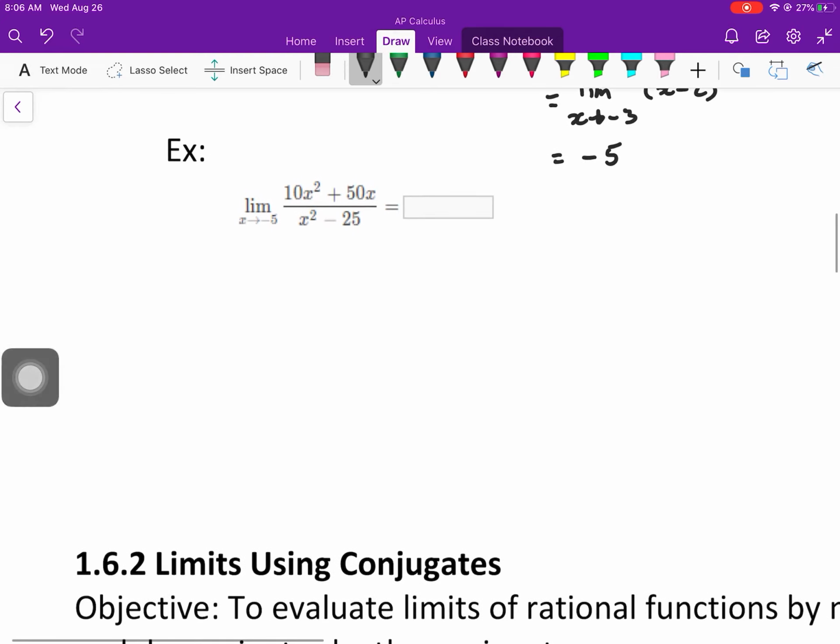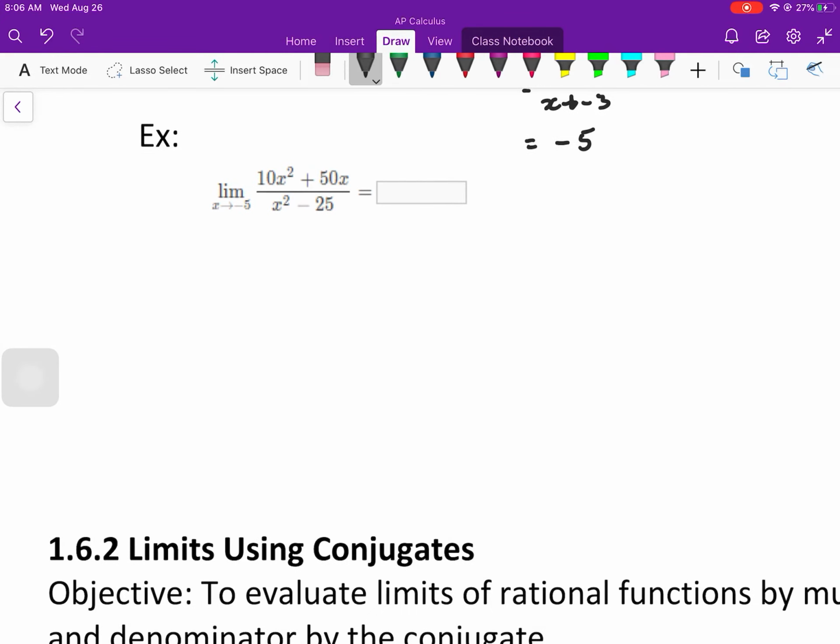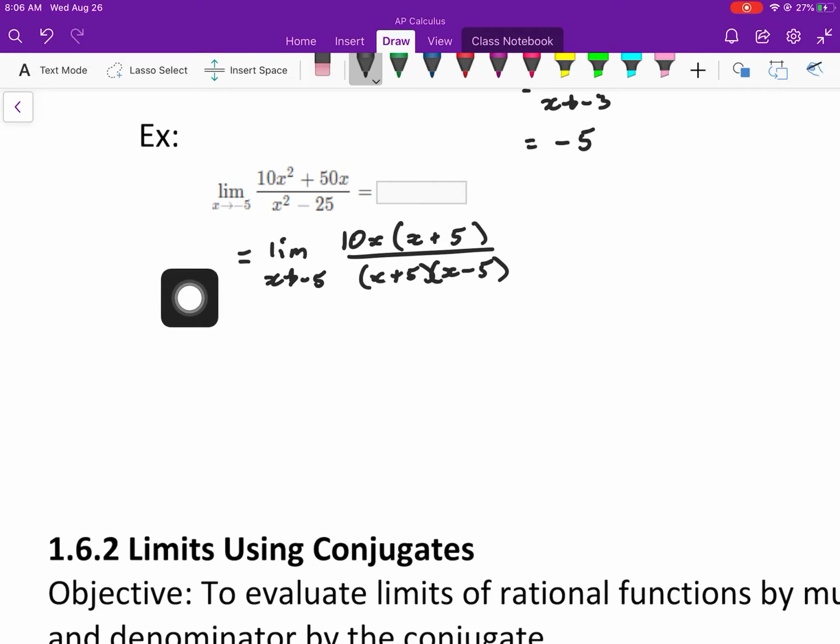All right, just to run through one more example, and we'll go through this one quickly. On the top, we'll have the limit as x approaches -5. On the top, we can factor out a 10x, have x plus 5. Over on the bottom would be x plus 5, x minus 5. Remember, this is the difference of two squares. If you FOIL this out, you get x squared minus 5x plus 5x minus 25. You'll see that those cancel out.